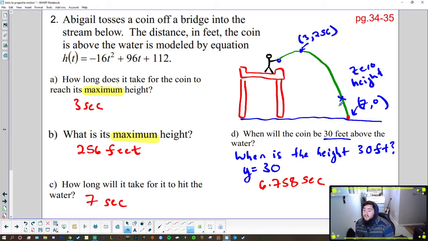So that is our second problem. So again, pause the video. Make sure you have this entire thing copied down. Okay, you've copied this down.